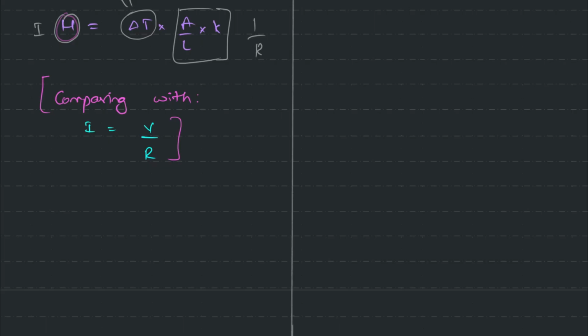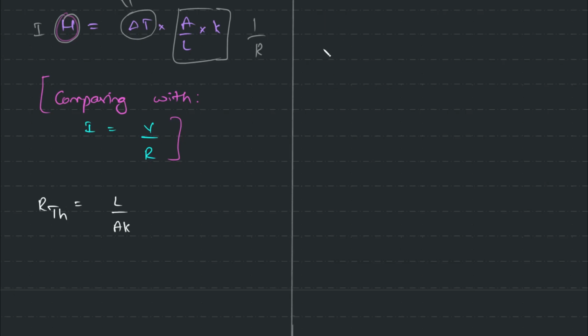So basically, if you look at it, R is nothing but L by A times K. That's it. So I just have to invert it. I'll get the value of R. And in this case, R is your thermal resistance. So that is your thermal resistance in terms of formula.